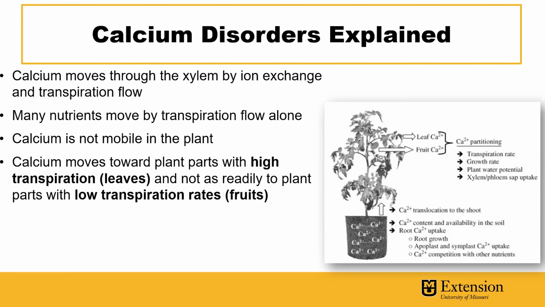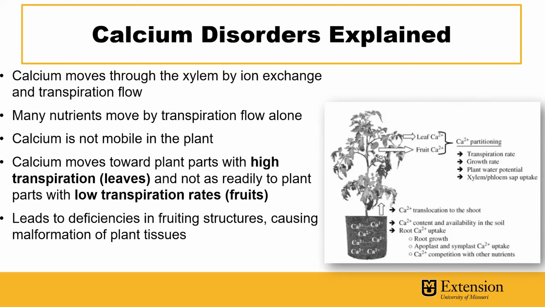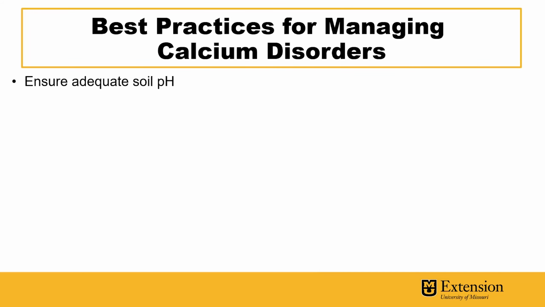Calcium and water move toward plant parts with high transpiration rates, like leaves that lose a lot of moisture to the atmosphere and the environment, and they don't move as readily to plant parts with low transpiration rates, such as fruits. All of this leads to deficiencies of calcium in fruiting structures that causes characteristic malformation of plant tissues like blossom end rot.